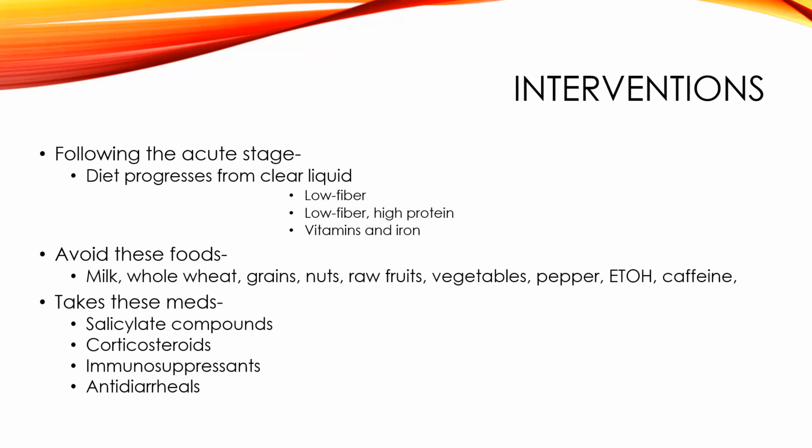Other interventions, again, you're going back to the NPO. You're going to advance their diet as tolerated, so you could possibly put them on clear liquids. Then you're going to advance them to low fiber, high protein, and then add the vitamins and the iron. Again, if they're not tolerating one of those steps, then go back to where you were before, because you don't want to start them all the way back at NPO.